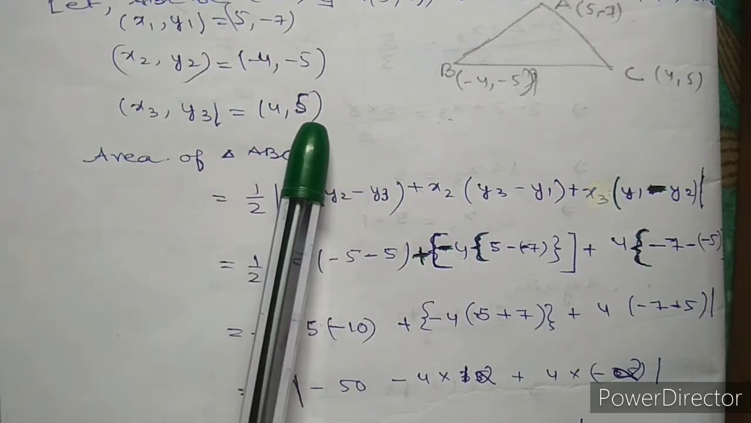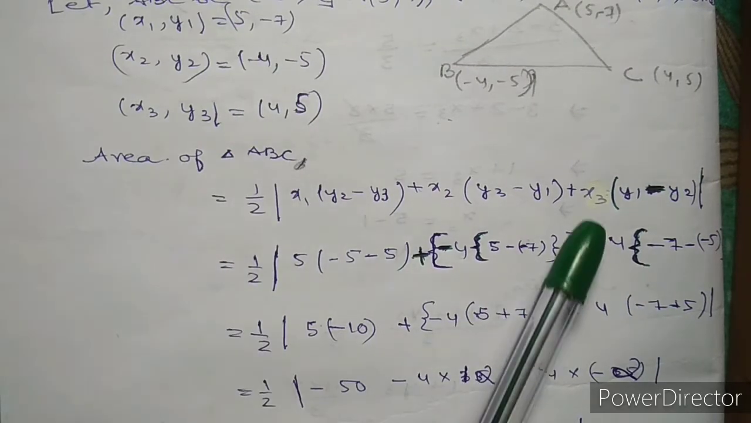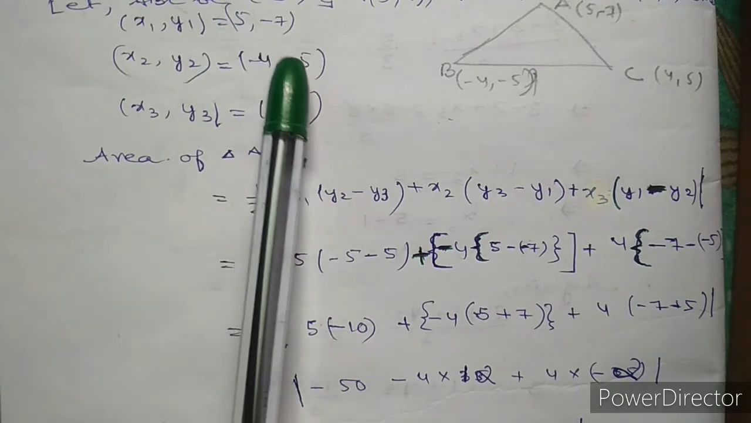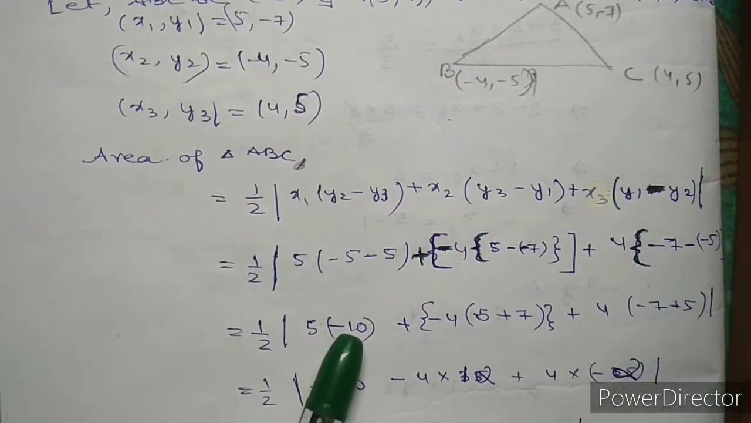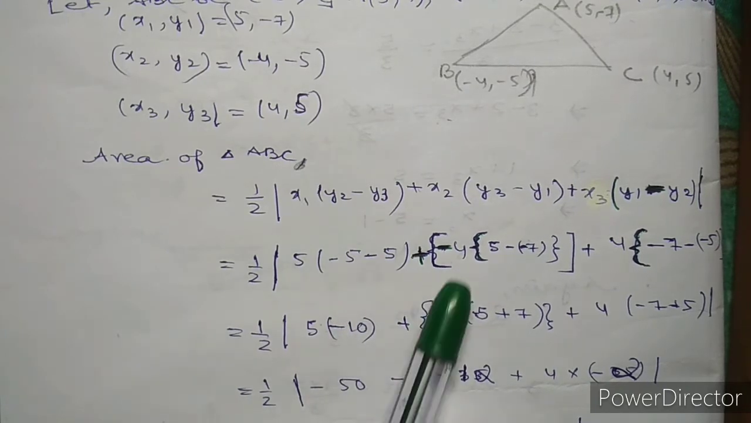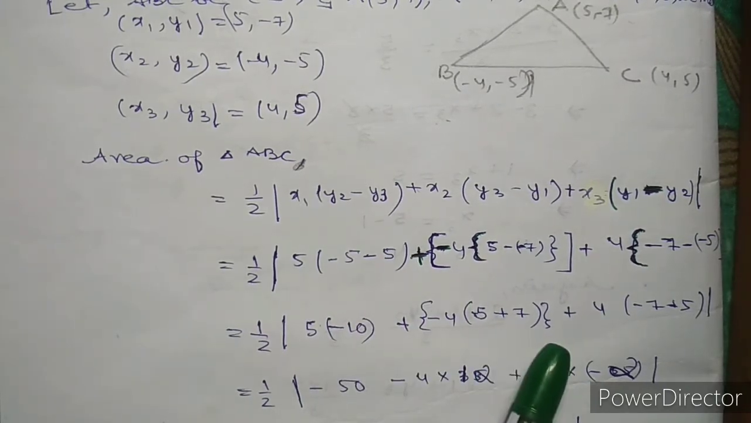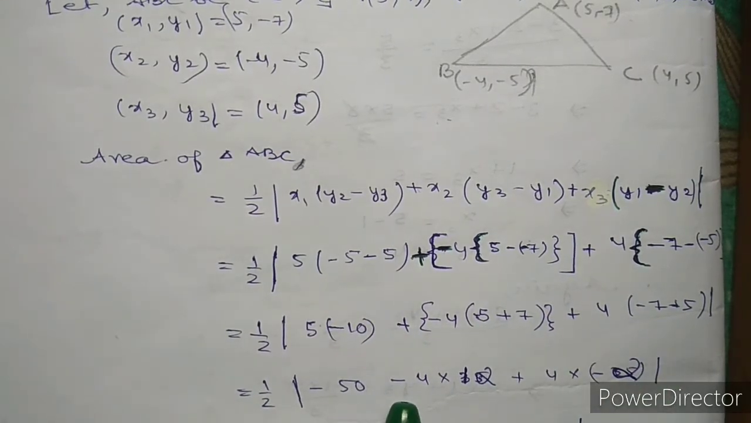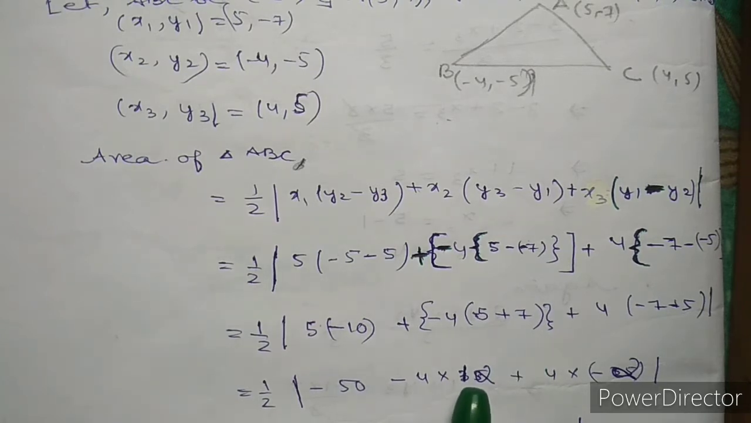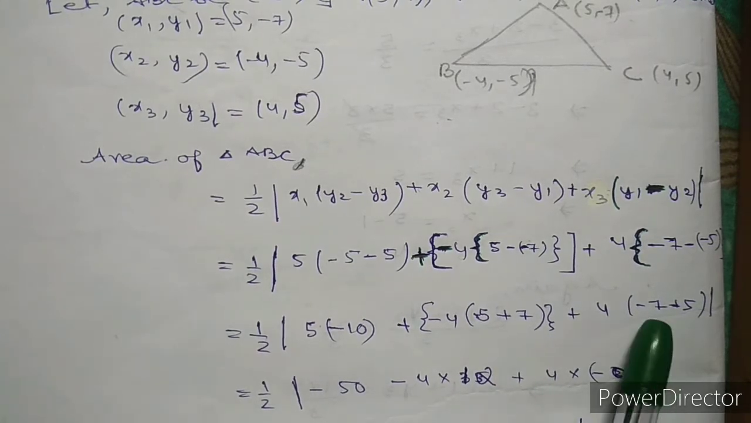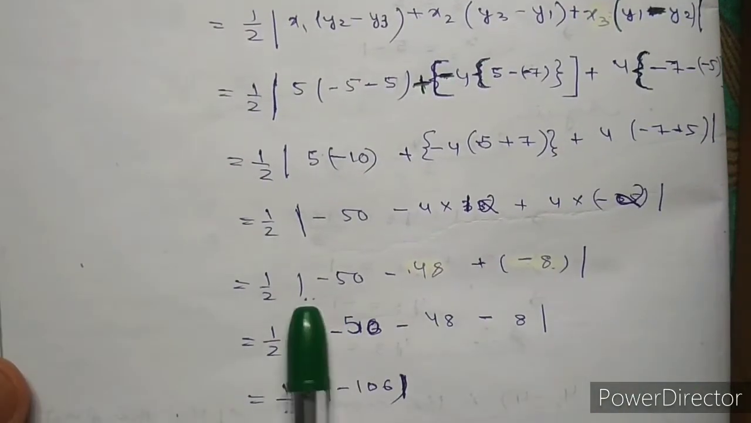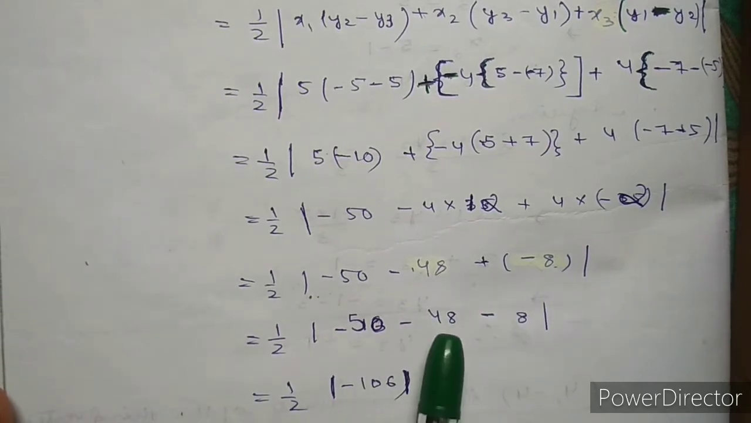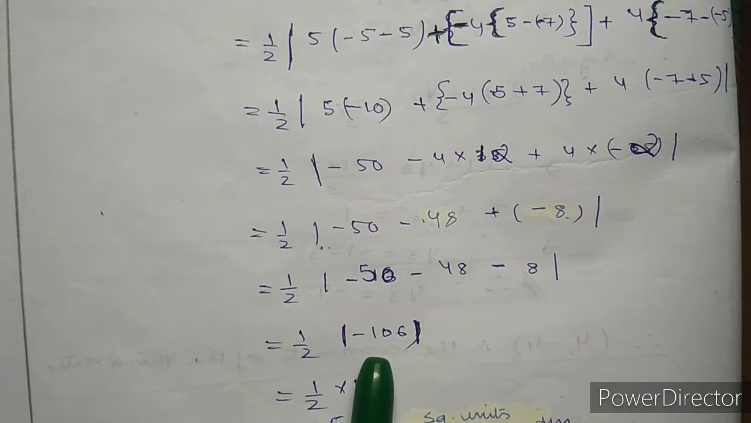y3 minus y1, so it is 5 minus 7 plus x3, x3 is 4, then y1 minus y2, minus 7, then minus of minus 7, 5, this will be minus 10 plus minus 4, 5 plus 7 plus 4 minus 7 plus 5. So you get half, 5 times 10, minus 50, minus 7 plus 5 is 12. So 4 into 12 plus 4 into minus 7 plus 5 is minus 2. So you are going to get half of minus 50 minus 48 minus 8, which is minus 106.